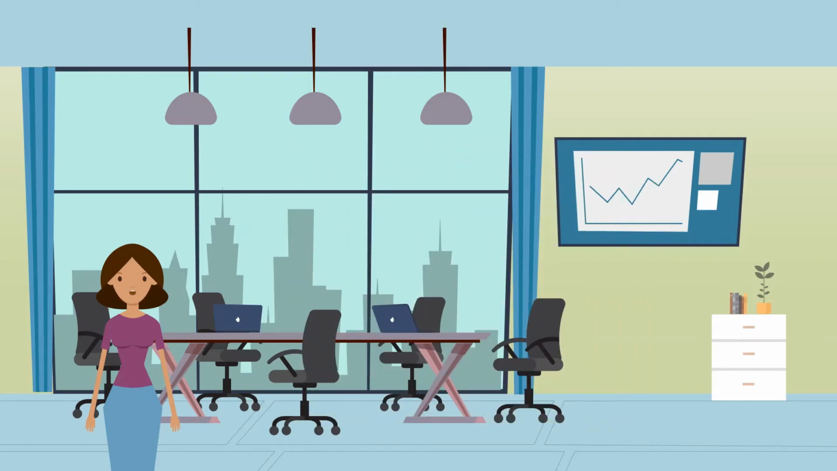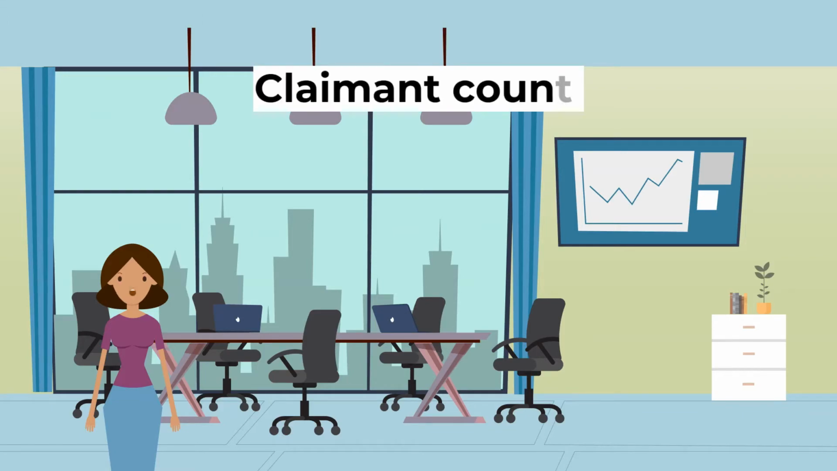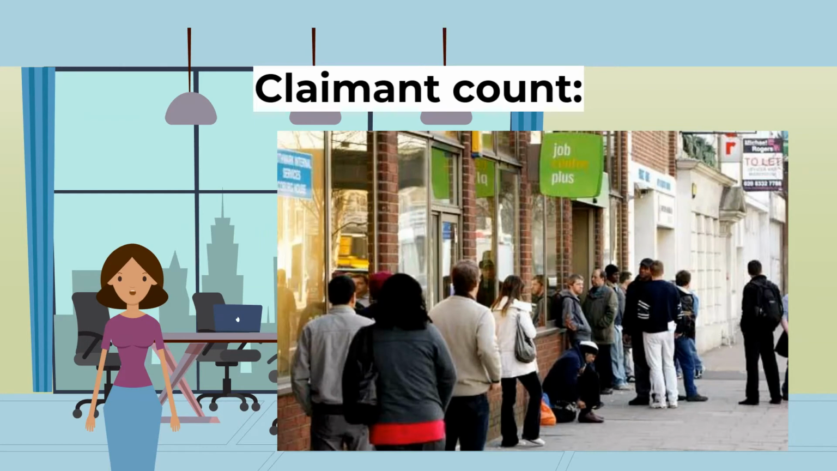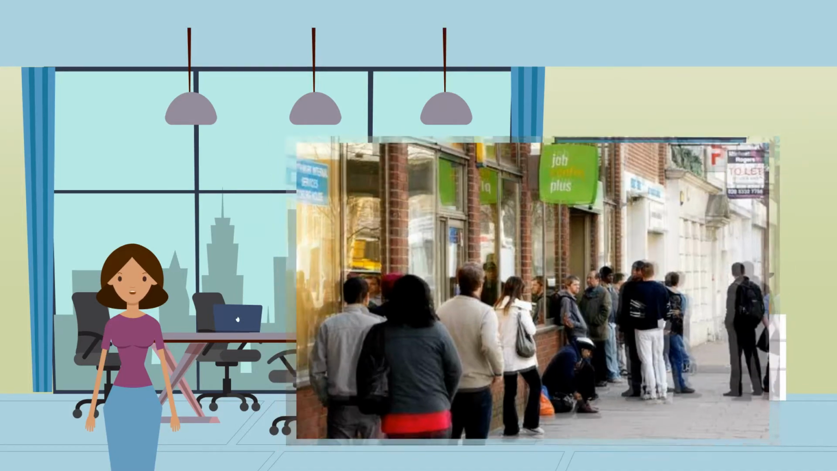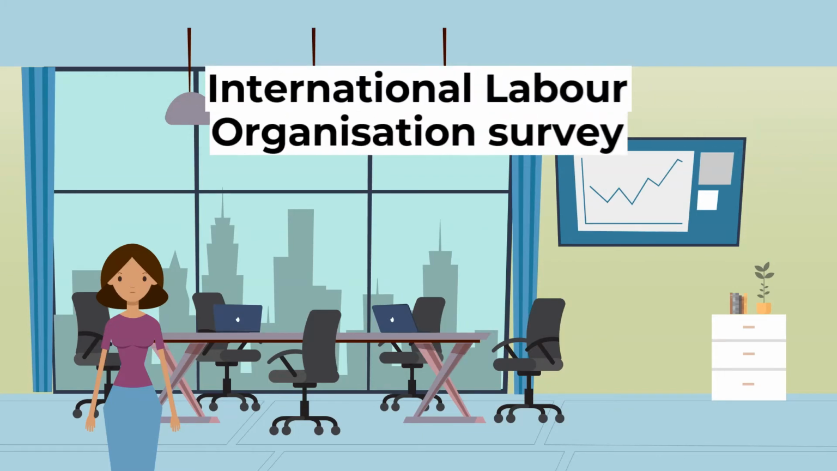What are the measures of unemployment? Firstly, the claimant count. The claimant count is the number of people receiving benefits for being unemployed. It provides the number of claimants on a particular day each month and the numbers joining and leaving the count each month. Next, the International Labour Organization and UK Labour Force Survey.